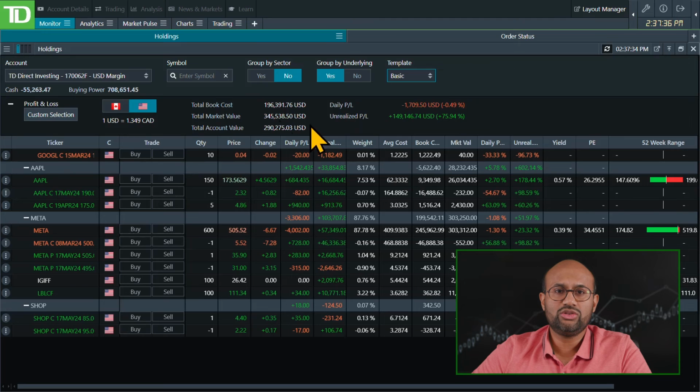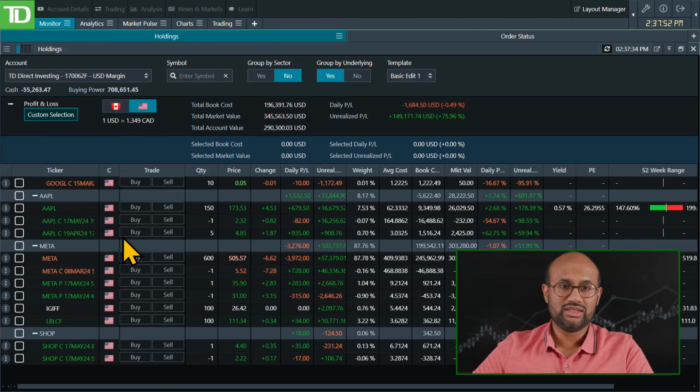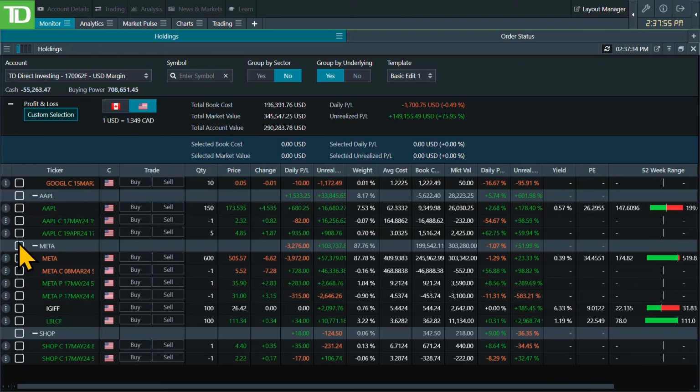Now, in addition to this, of course, you have your breakdown of your account values displayed over here. Your daily profit and loss is also going to be summarized here. You do also have ability to see just particular ones. So for example, if I wanted to see a particular stock's information, I can go to custom selection. What custom selection does is it'll open up these checkboxes to tell me what exactly I want to look at.